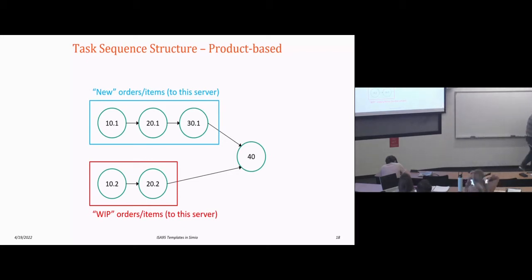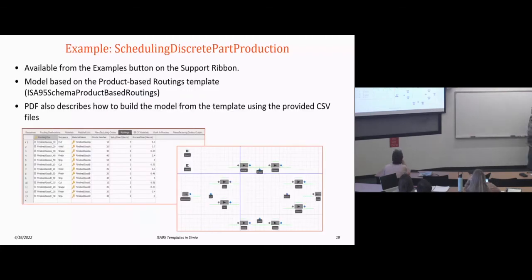So again, we didn't do this, but these are important concepts that are associated with the template. And then I mentioned that there is a scheduling discrete part production, which uses the ISO 95 product-based routing template. If you look at this example, there's a PDF. It has all the CSV files, and you can create a new model from template, read in all the CSV files, and you have the model. So there's no modeling that you do other than reading in those CSV files.